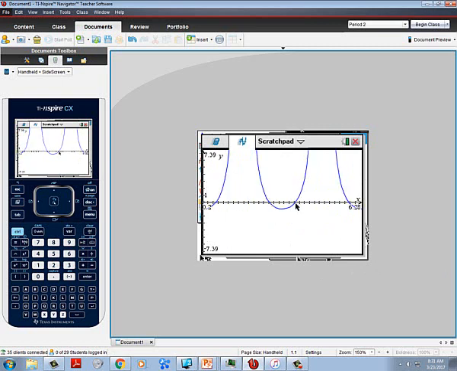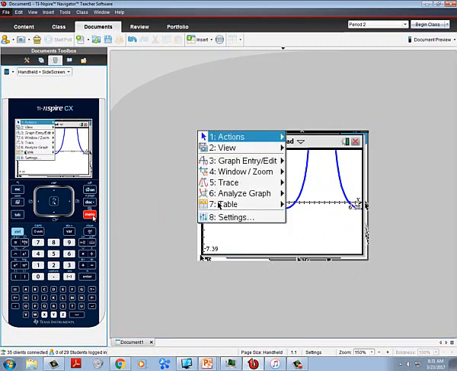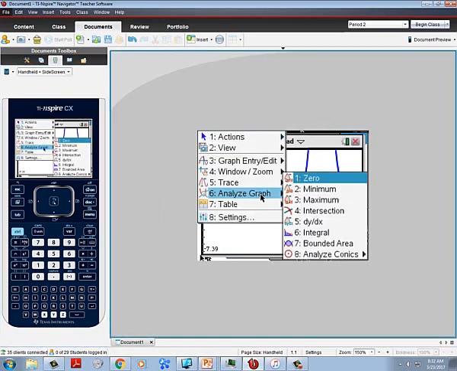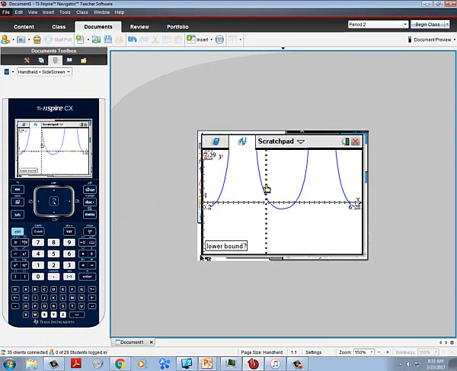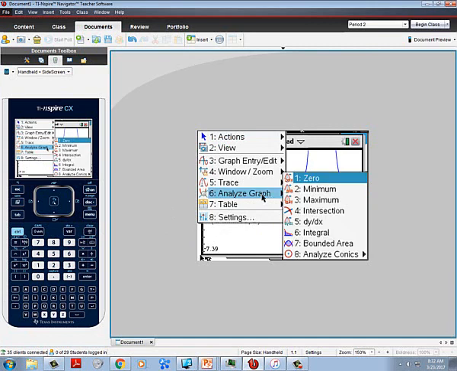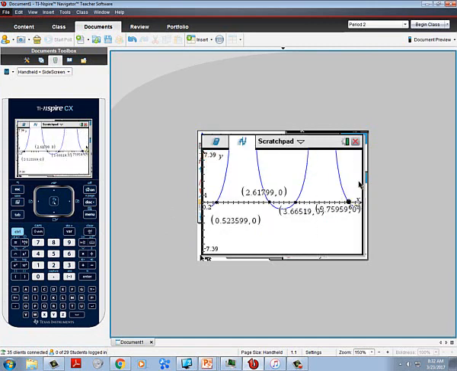All right, so now we're going to calculate the zeros. Do you remember how to do that? What menu? Where am I going to go from there? Analyze graph. Awesome. And then what? Zero. So get your 4 zeros calculated. I'm going to go to Menu, Analyze Graph, Zero. Menu, Analyze Graph, Zero. And Menu, Analyze Graph, Zero. Okay, write those 4 down.